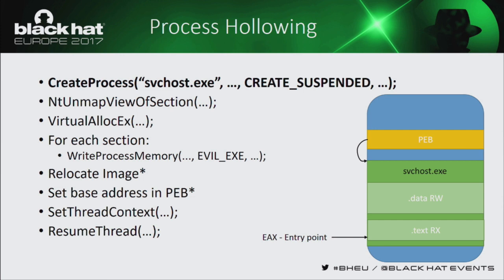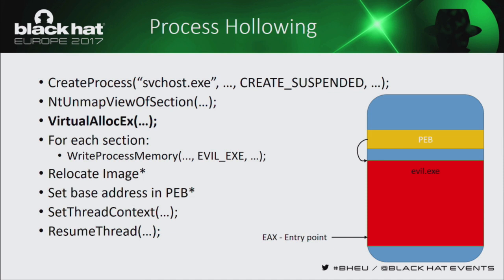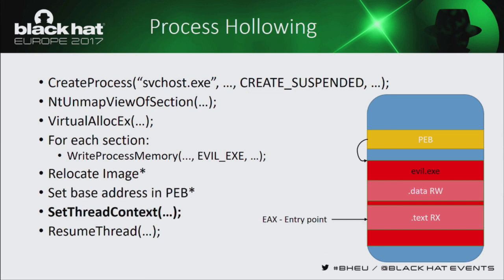So what we go on to do is unmap the main section, the main image, and so we have a hollowed process. And this is where the method gets its name. Now, at this point, we move on to reallocate the memory for our evil.exe. And then we use this reallocated memory to write each section of our malicious code into the container process. At which point we can relocate the image if we need to and set the base address in the process environment block if we changed it. In this example, it's not necessary. And finally, we have to change EAX to point to the correct entry point by using SetThreadContext. At this point, all we have left to do is to run the process. And so we resume the thread, and everything works just fine.